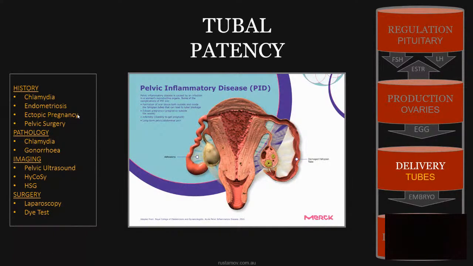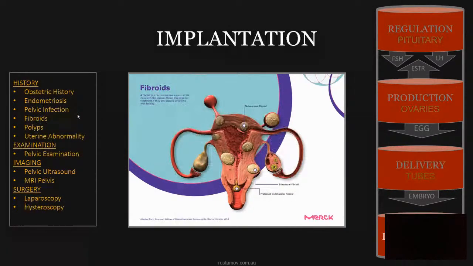So next, we check the tubes, if there's any history which indicates the patient may have a tubal blockage, such as chlamydia, endometriosis, ectopic pregnancy in the past, or pelvic surgery. And in terms of checking for tubal patency, we use HyCoSy or hysterosalpingogram, and if necessary, laparoscopy and dye test.